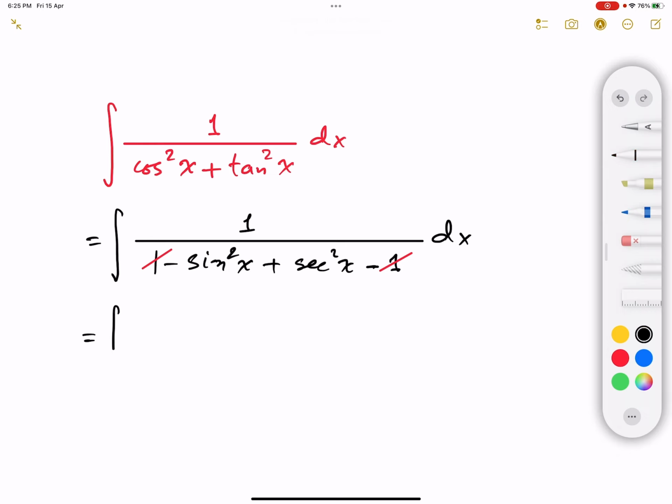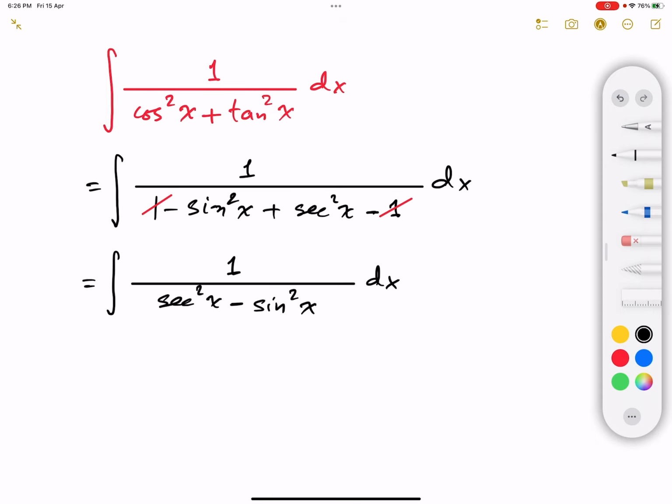So this is going to be equal to the integral of 1 divided by secant squared of x minus sine squared of x dx. Now, I will multiply both the numerator and the denominator by cosine squared. Okay, so that is going to give me a cosine squared of x in the numerator, and secant squared is going to become 1 minus sine squared cosine squared. Okay, sine squared of x, cosine squared of x, and of course dx here.